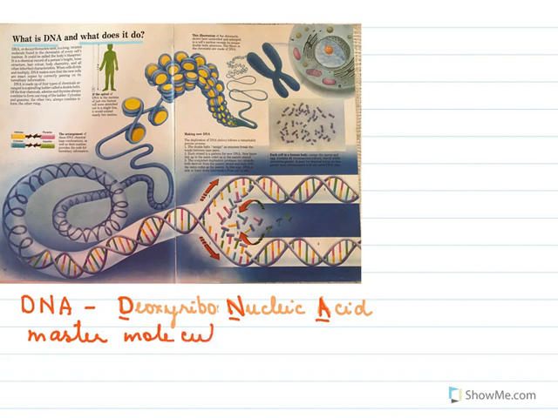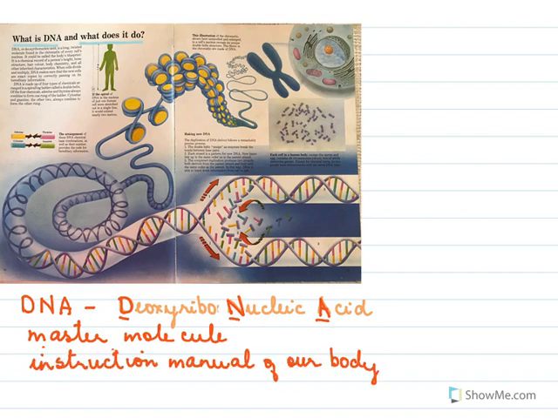It is a very important molecule of our body because in the DNA is the whole instruction manual of our body: the way our body grows, the color of our eyes, the type of skin that we would have, the color of our skin, the kind of hair, and many other characteristics. There are about 40,000 characteristics in our body. They are all controlled by the DNA. So it is called the instruction manual of our body, and hence the master molecule.